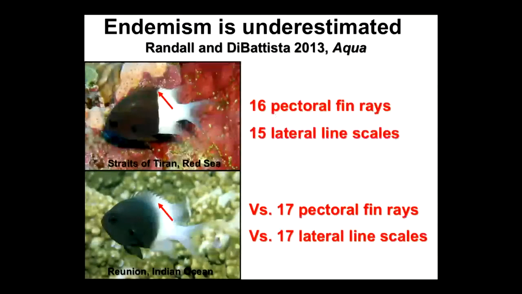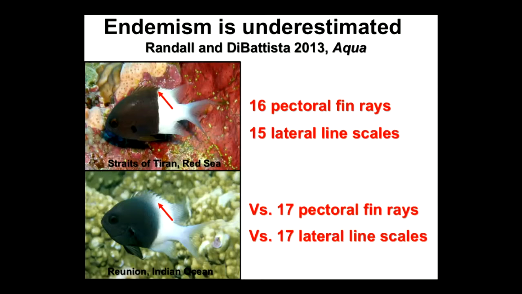So one of the key bullet points that we're finding is that even though the level of endemism for fishes in the Red Sea is quite high, it's probably an underestimate. Meaning that as we start to reevaluate some of these fishes, we find that some of them that we thought were once widespread are actually endemic.